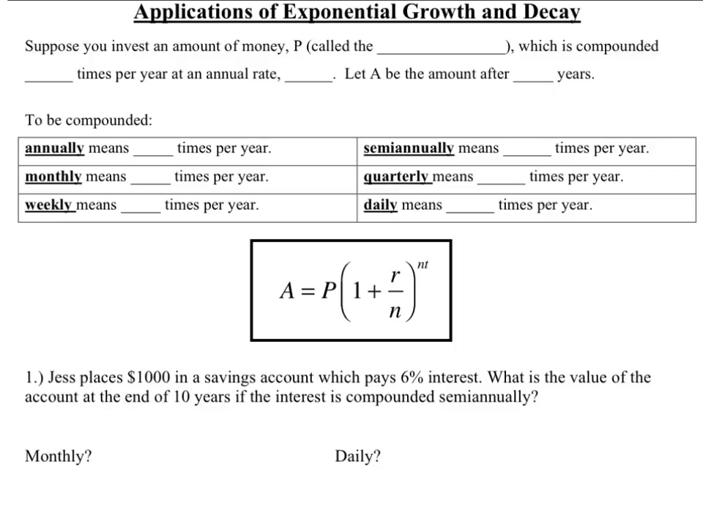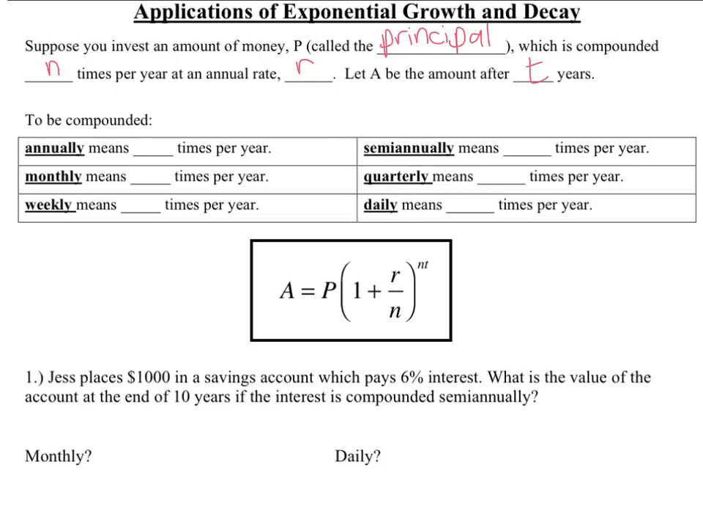Let's take a look at some applications of exponential growth and decay. Suppose you invest an amount of money, P, called the principal, which is compounded n times per year at an annual rate R. Let A be the amount after t years.